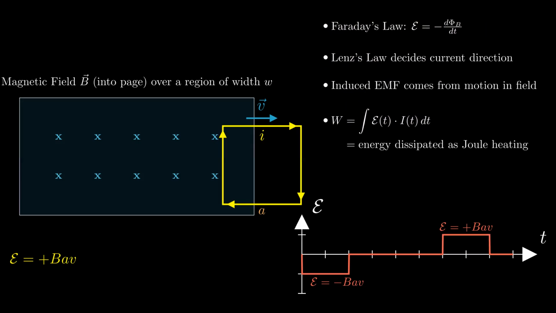In summary, EMF is induced due to changing magnetic flux. Lenz's law dictates the current direction. Motion through the field provides the energy that produces the induced EMF. This induced EMF generates a current in the loop, resulting in energy dissipation as Joule heating.